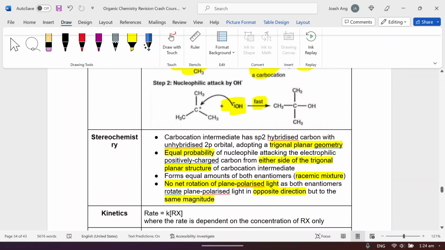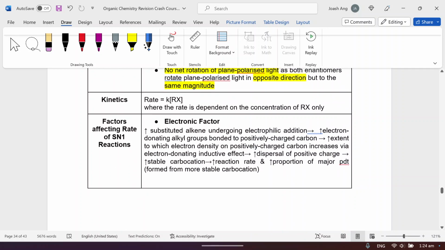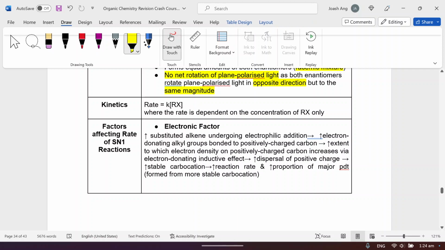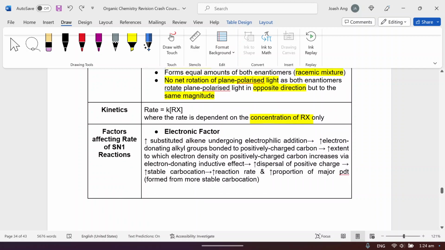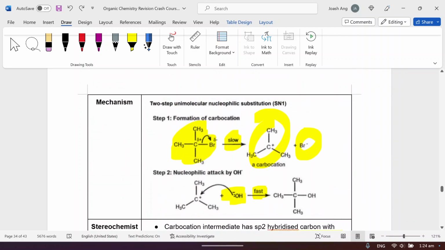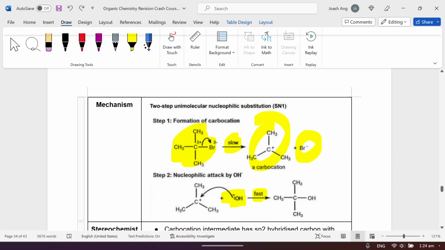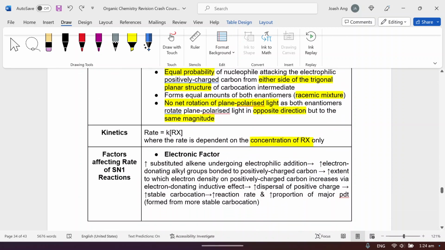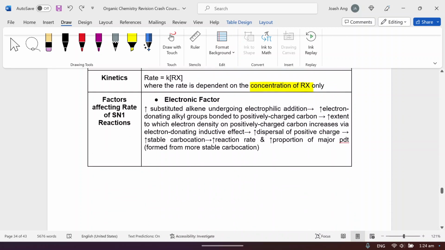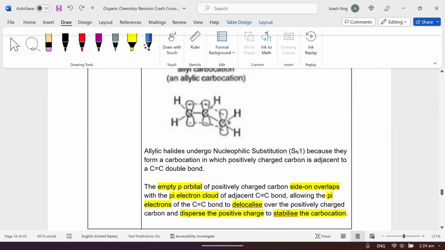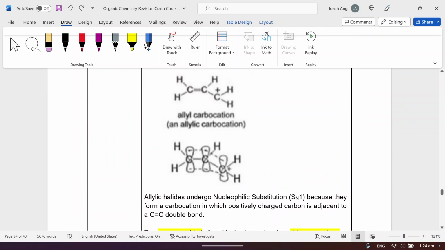Stereochemistry, you know that this is the same as the alkene chapter, so I will not go through too much. Kinetics, it only depends on the concentration of the RX. Factors affecting rate of SN1 reaction. This one is about the same as alkenes, whereby the more electron donating groups, the positive charge on the carbocation is dispersed to a much greater extent and thus it stabilizes the carbocation. And then we can look at these two examples.